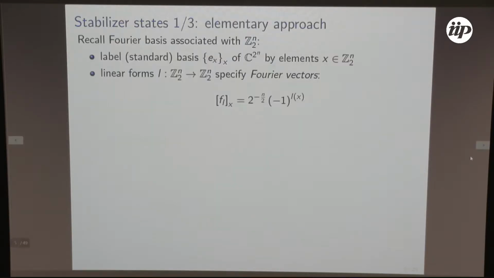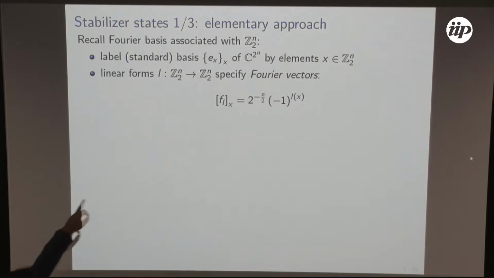Okay. Here is an elementary approach on how to define these vectors. Recall, as a starting point, the Fourier basis associated with the finite field Z_2^n. Then we can label, in such a space, so if you have C to the power of 2^n, we can label the standard basis by bit strings in that finite field. This is just a convention that in quantum info, we call the computational basis. And then the associated Fourier basis to this set Z_2^n is uniquely defined by linear forms that map these finite fields onto itself.